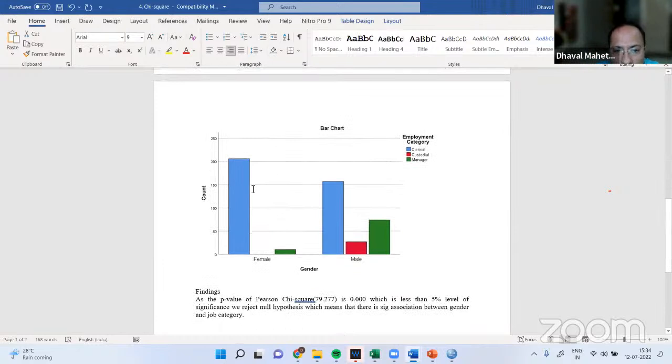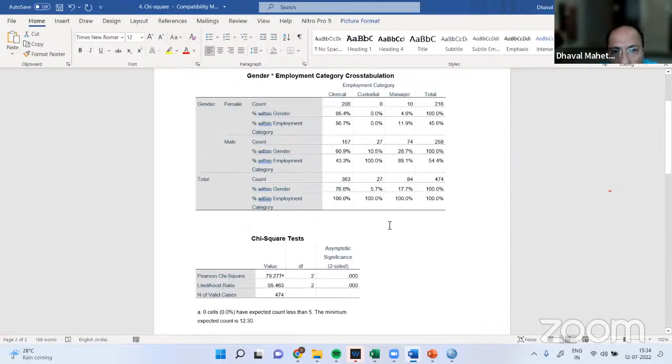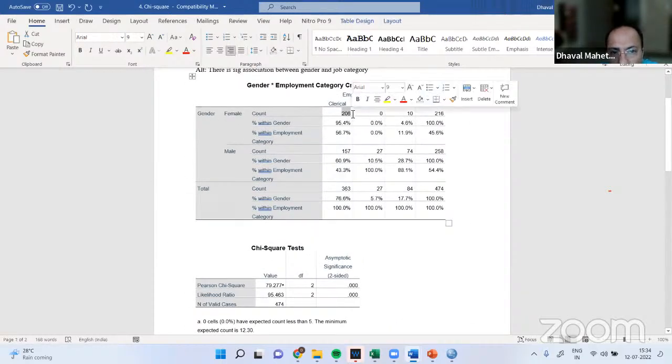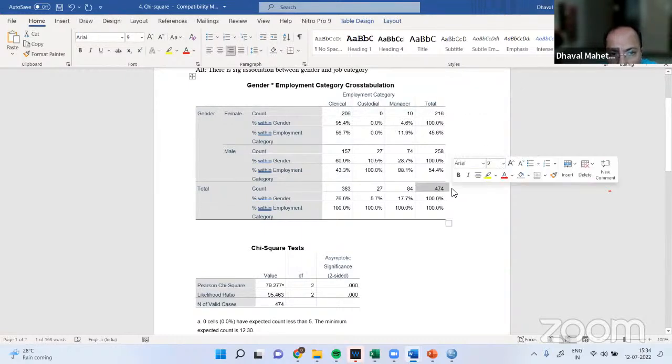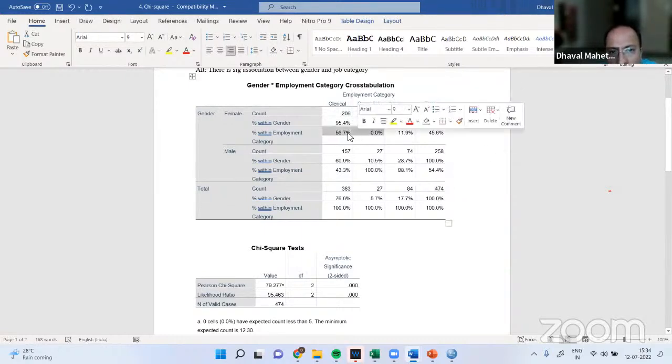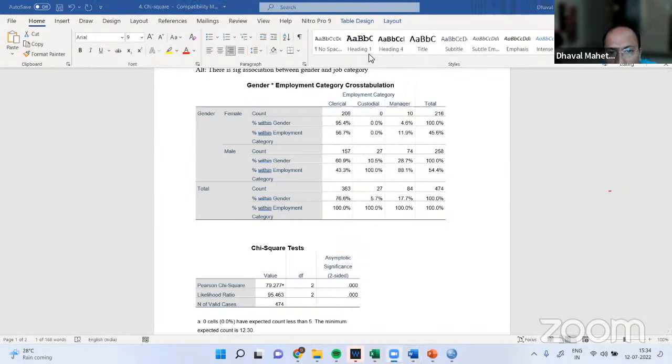Normally, the highest frequency and the lowest frequency is reported. One highest and one lowest, or 2 highest and 2 lowest we are reporting. So we will pick up this frequency 206 and we will specify that out of 474 respondents, 56.7% are female in clerical category, or you can do the interpretation of this also. So it is completely upon the researcher how to write.